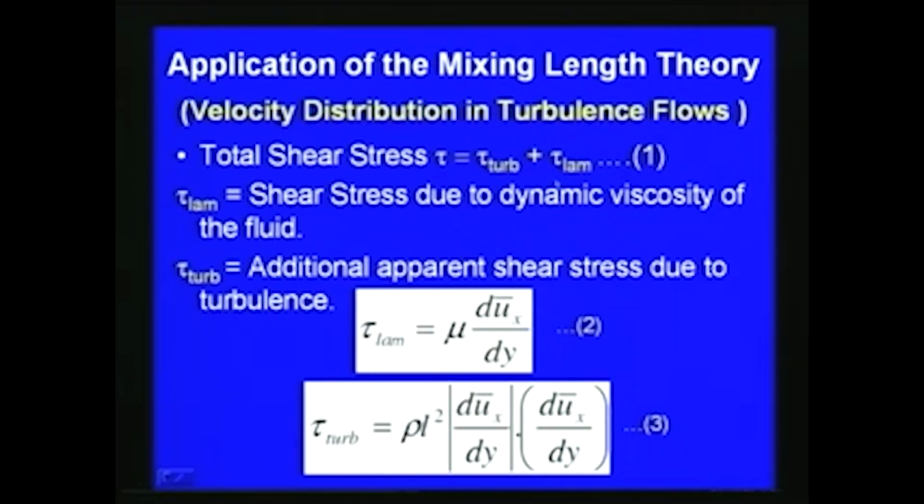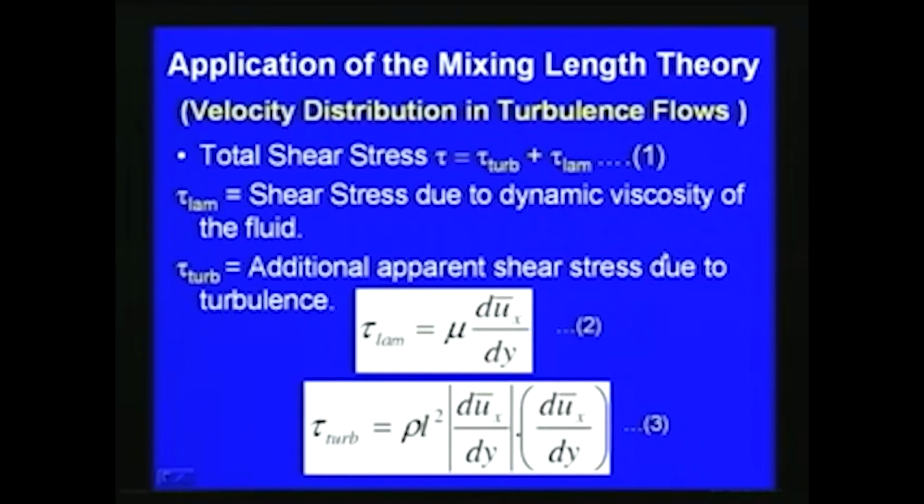So, now this tau laminar, as we have seen, we can use the Newton's law of viscosity and write tau laminar is equal to mu into dx bar by dy as written in equation number 2, and tau turbulence, as we have seen the mixing length theory, we can write tau turbulent is equal to rho L square into modulus of dx bar by dy into dx bar by dy as shown in equation number 3. So, the total shear stress is the effect of equation number 3 and equation number 2, tau laminar and tau turbulent. So, once we know the magnitude of the total shear stress and the mixing length.